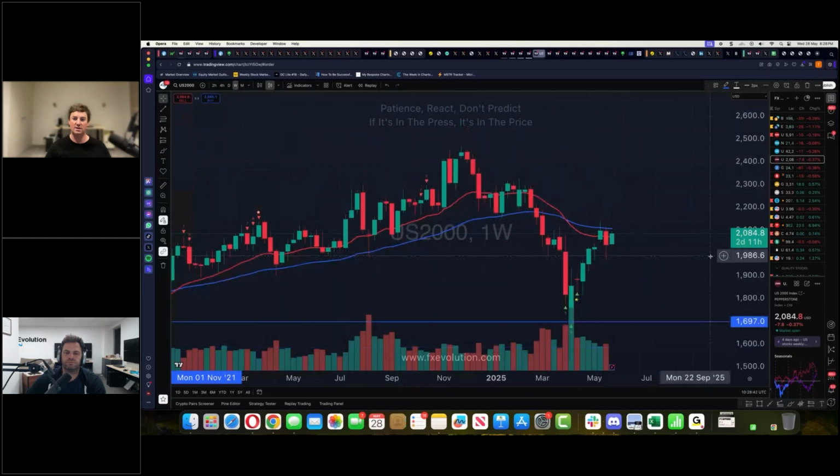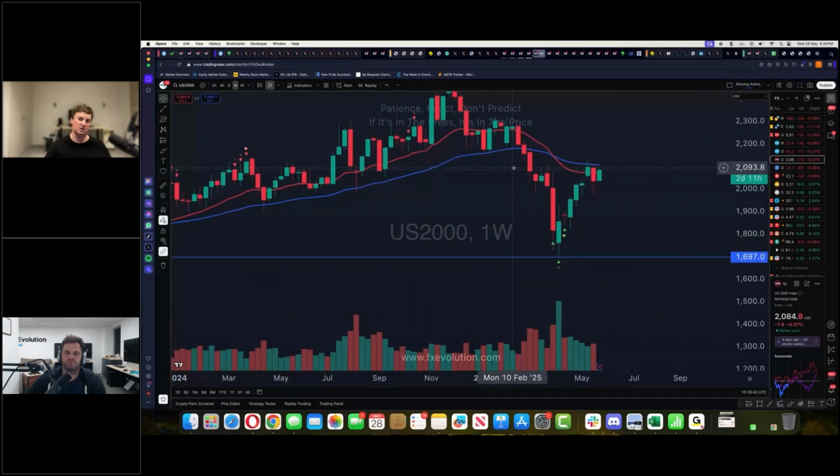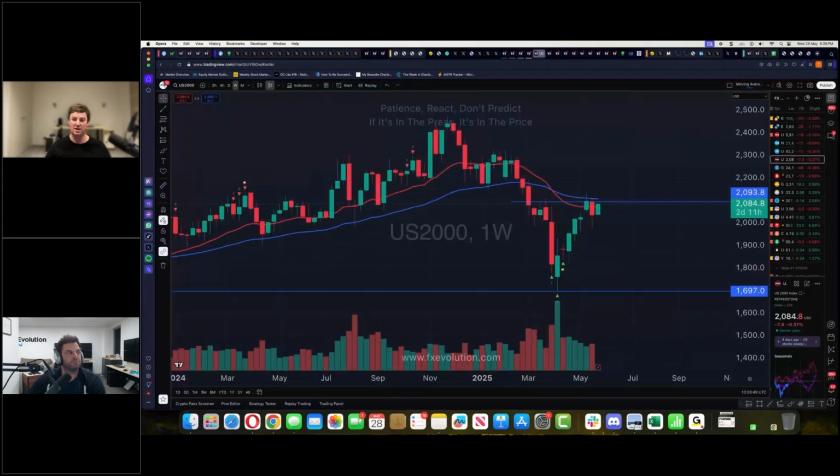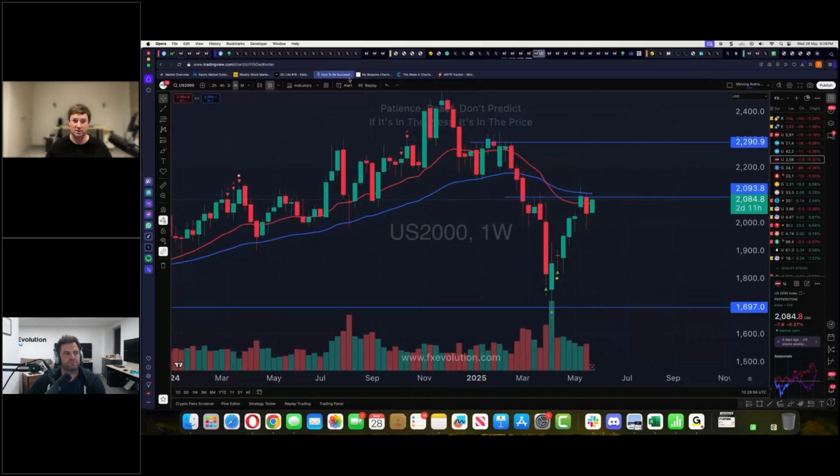We go to the weekly, and you can clearly see now that there's a resistance being formed, and it seems to be consolidating around this resistance. If it does break out, it's likely going back up to this 2,300 level. And this is again the multi-time frame analysis.